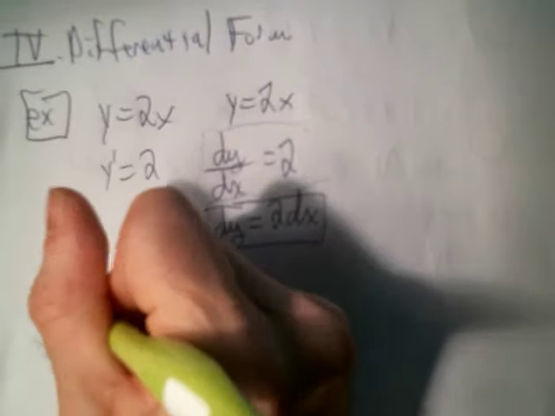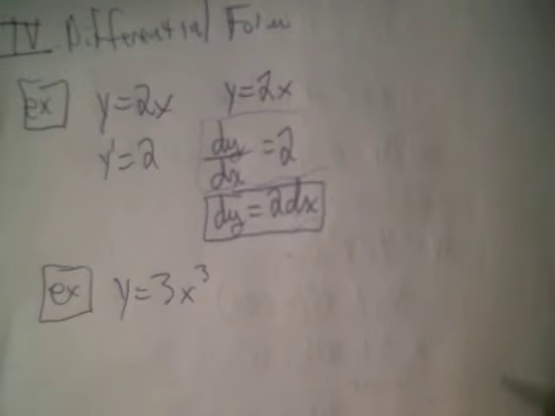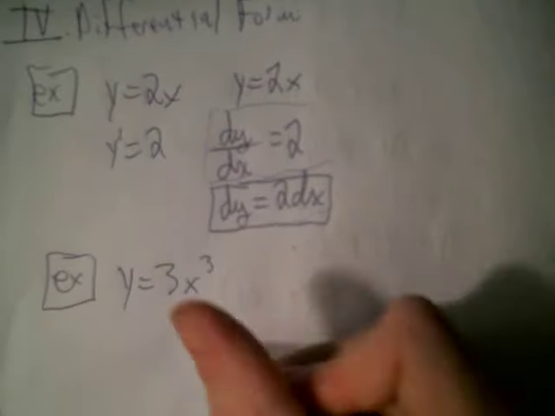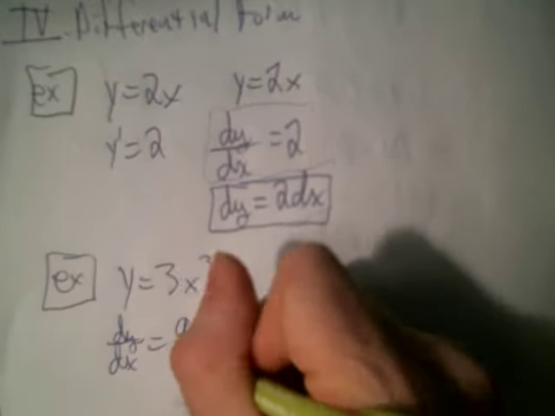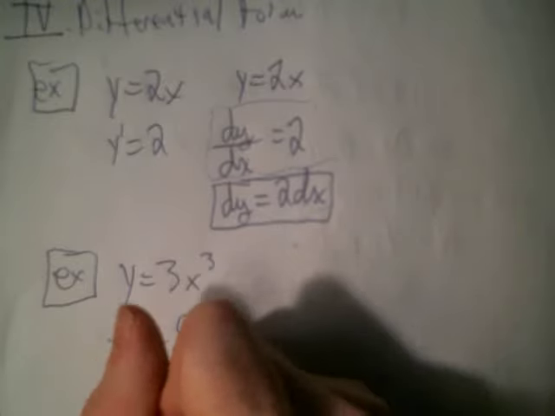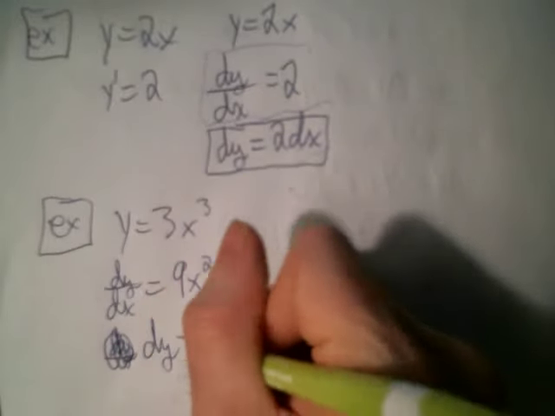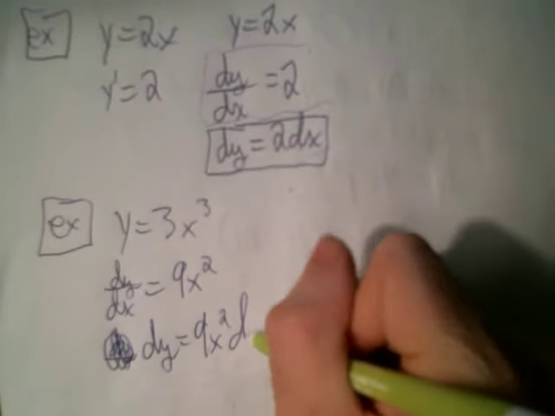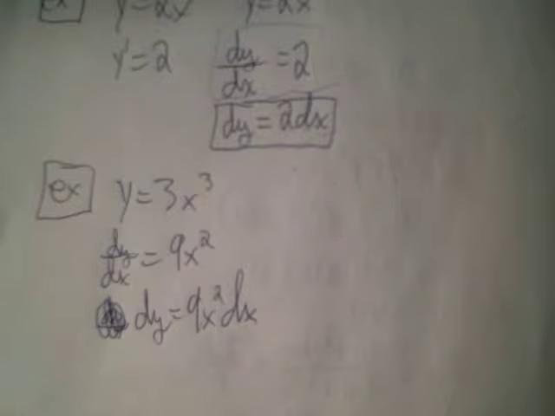So another example then, y equals 3x cubed. We could say that's the same as dy over dx equals 9x squared, but we can also rewrite it by moving the dx to the other side, which you could think of as multiplying both sides by dx, right? So you'd end up with dy equals 9x squared dx. Okay, so this will be the differential form.